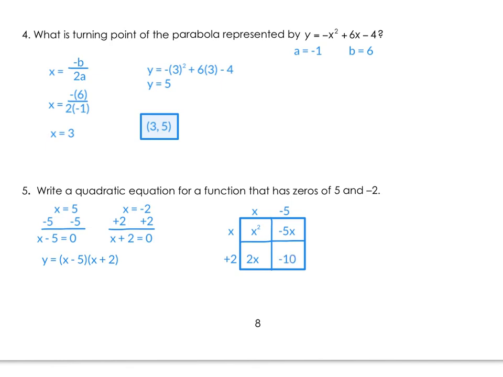Then we look for any like terms. Usually they show up on the diagonal as they do here. I have a negative 5x and 2x. Those can combine to become negative 3x, and then we can write our equation, y equals x squared minus 3x minus 10. And you could check this in your calculator to make sure that it had the correct roots by putting it in y equals and then looking at the graph or the table. Because there was no graph to match, I don't have to worry about if this was a negative or a positive. So this is my answer.